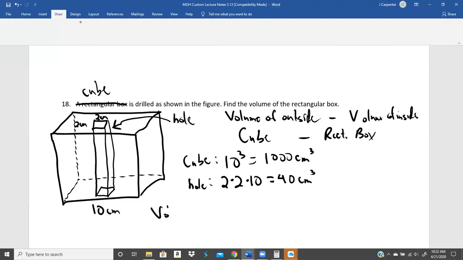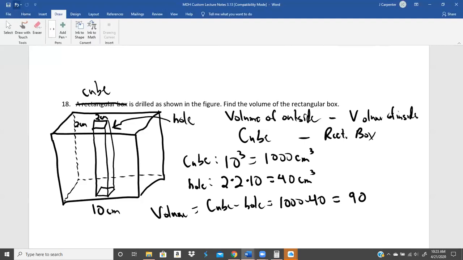So our volume, it's the difference of the cube and the hole, which is 1,000 minus 40, which is 9,060.